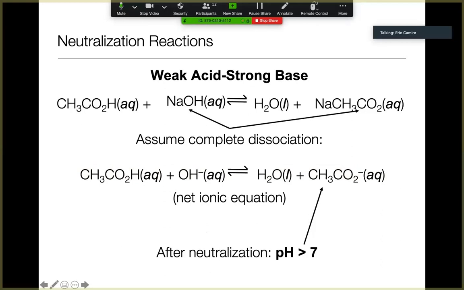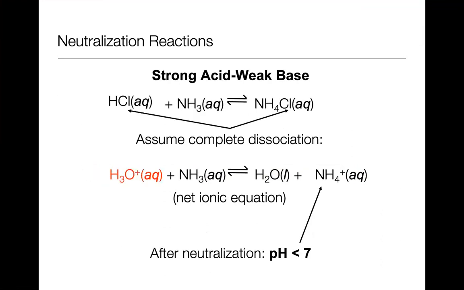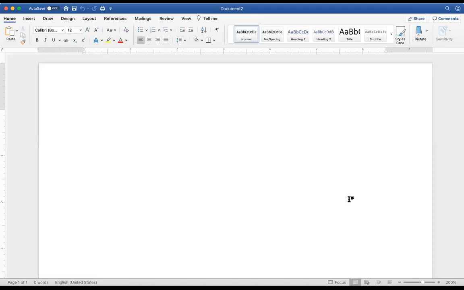So let's take our third example, because we've done strong, strong, weak, strong. Now let's do strong, weak. So we'll take the example of having HCl reacting with ammonia. And so again, let's switch back over to the Word document, and then we'll attack this problem. This one's a little bit easier.